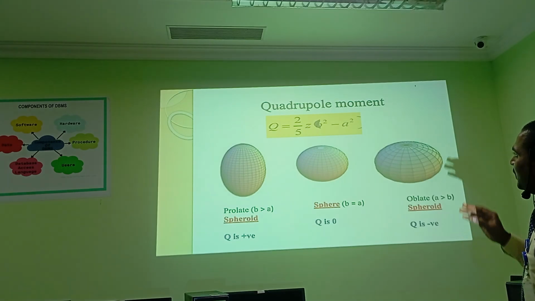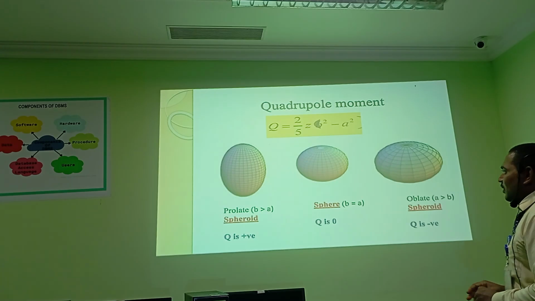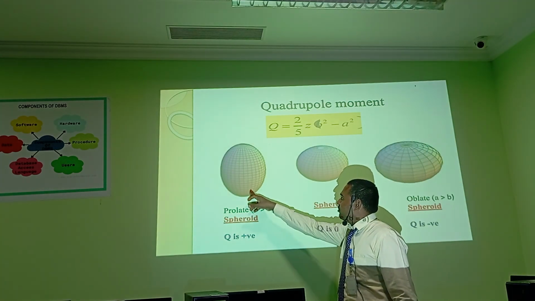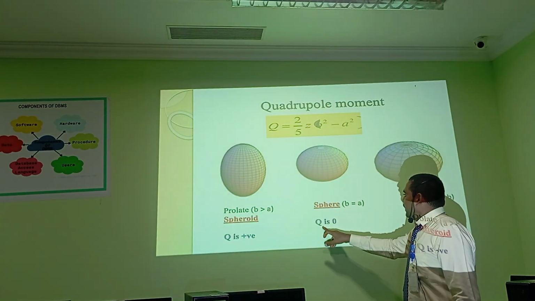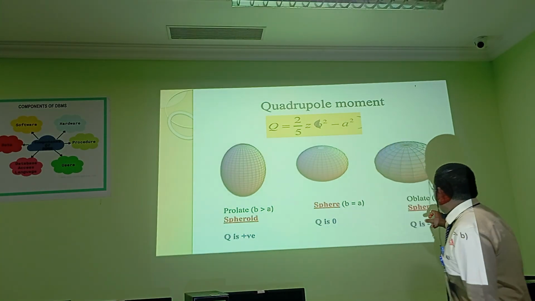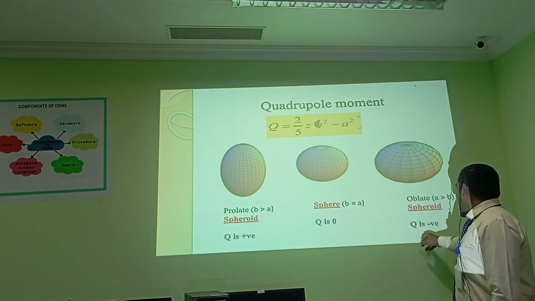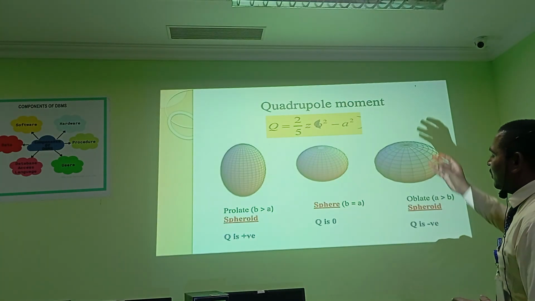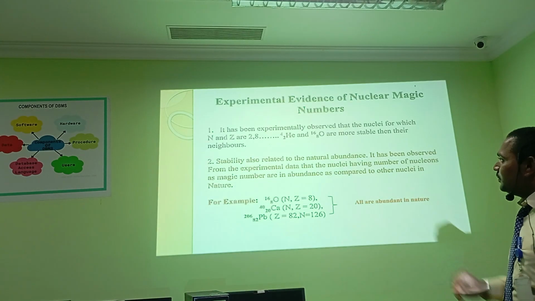Therefore Q equals 2/5 Z (b² − a²). That is a prolate spheroid when b is greater than a, and Q is positive. When b equals a, Q is 0, it is a sphere. An oblate spheroid, a greater than b, has Q negative. This is the quadrupole moment in the shell model.